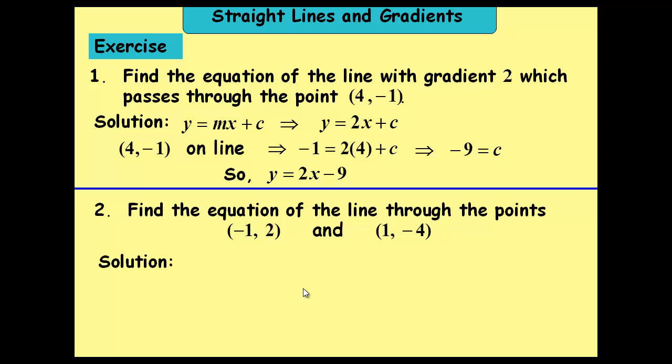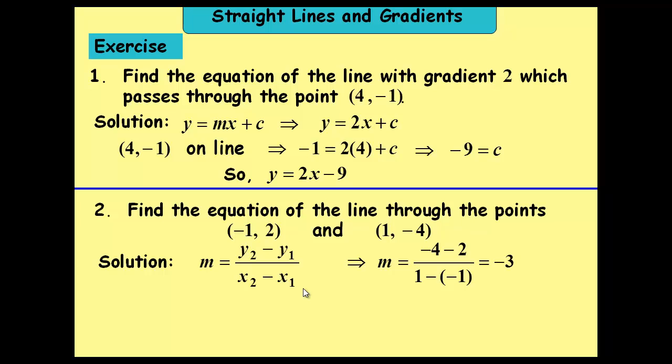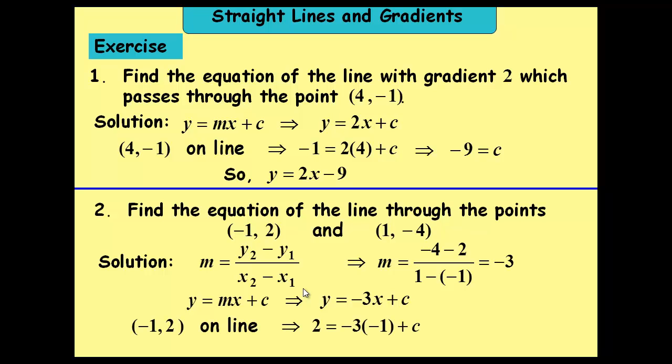The next one, we work out the gradient first using our gradient formula. We get a gradient of minus 3. We put that in. We use either of the points. We use the first one again, minus 1, 2, to get our c value. And for this one, we get y equals minus 3x minus 1.